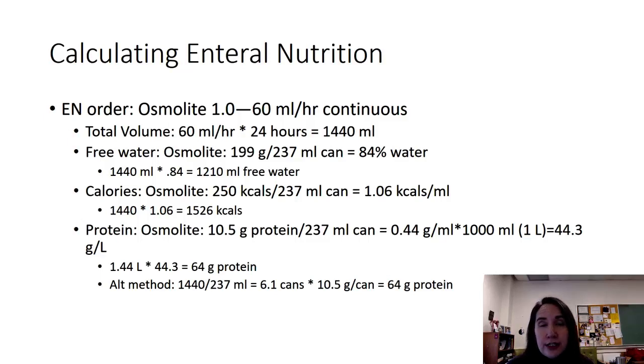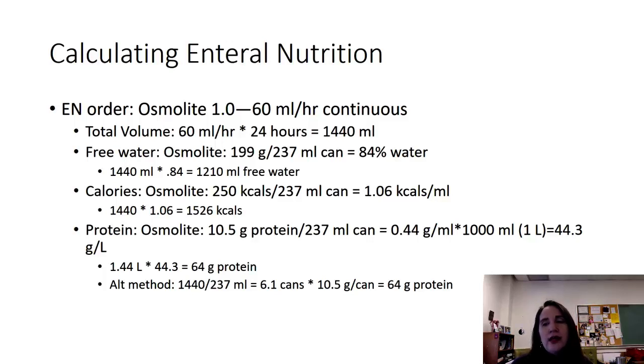To determine the total calories that your formula is giving this patient, you multiply the 1,440 mLs times 1.06, and you get 1,526 calories. To determine total protein, you can do it a couple of ways. You can either determine the protein per liter, or you can determine the number of cans that the patient will get. So to do it the first way, you take 1,000 mLs, which is the volume in a liter, divide by 237 mLs, or the amount in a can, and you get 4.2 cans in a liter.